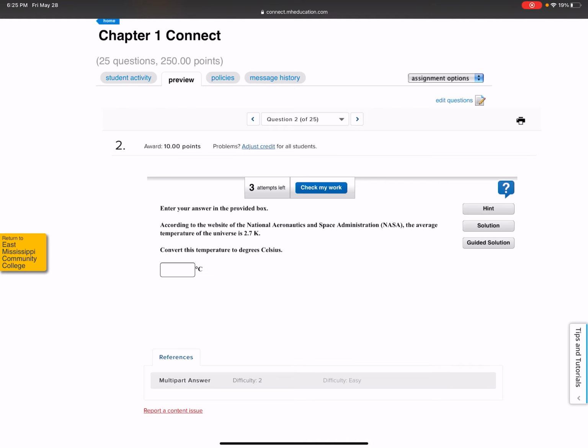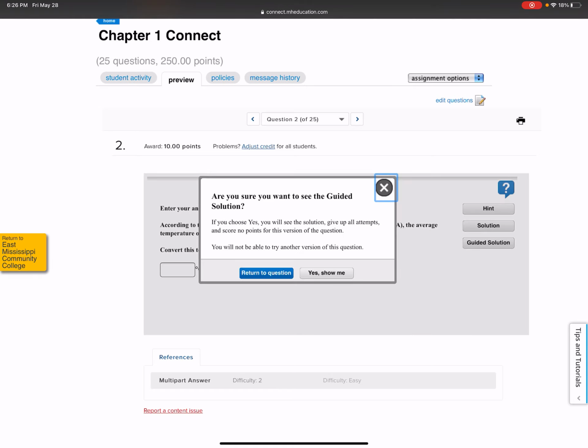Also, in working this, do y'all see on the right where it has like guided solution? Watch when I click on that. Do not just click off the pop-up and just say, yeah, show me. Read it, because it says if it goes through the solution, you're losing the points on this question. It's going to show you how to do it, and you're not going to get another chance. Okay?